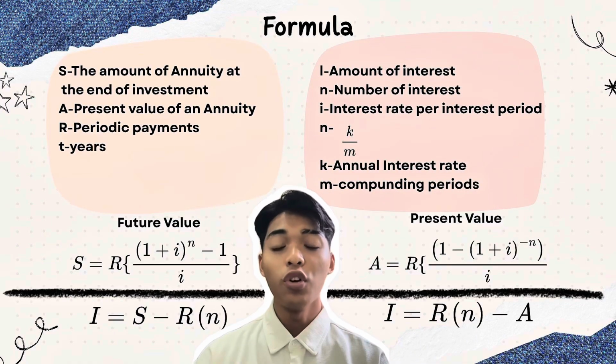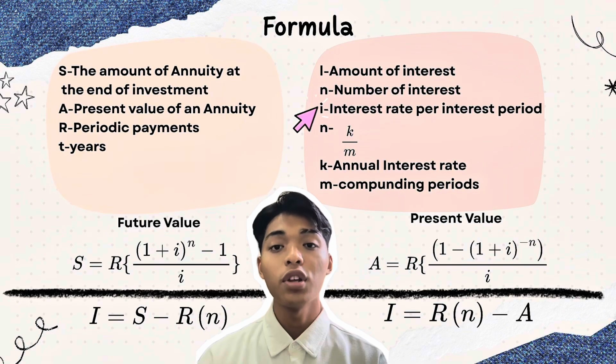There are two formulas for annuity. S, the amount of annuity at the end of investment. A, present value of annuity. R, periodic payment. T, years. I, amount of interest. N, number of interest periods. Small i is interest rate per interest period. i stands for k over m. k means annual interest rate.